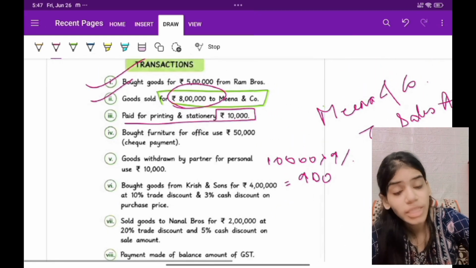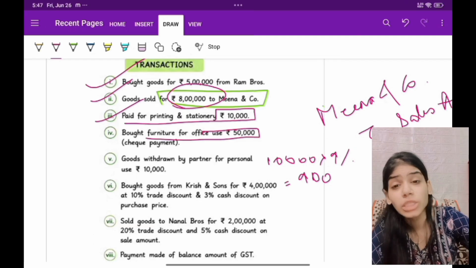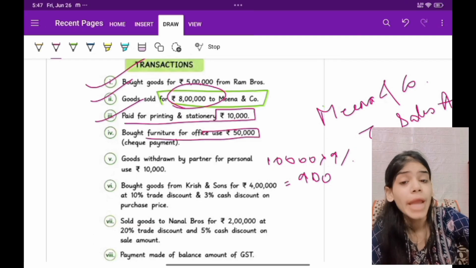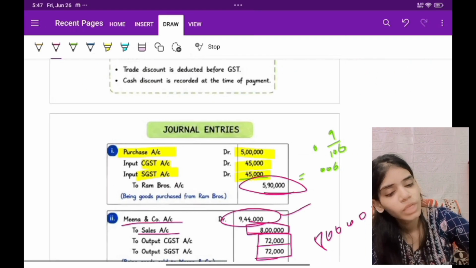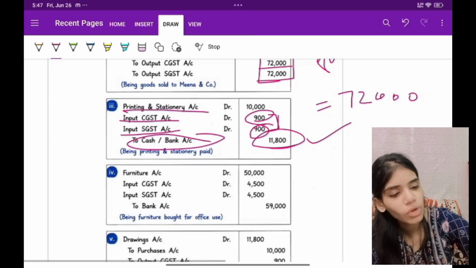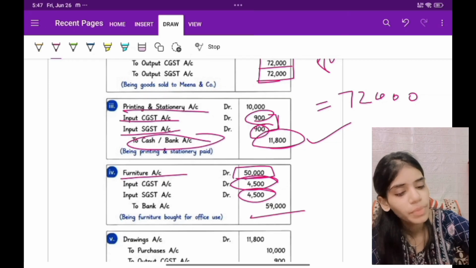Now moving further to the next entry, here we have bought furniture for office use. So the journal entry passed here will be furniture account debit, input CGST account debit, input SGST account debit to bank. Furniture account debit 50,000, on 50,000 9% GST is 4,500 CGST, 4,500 SGST, and the total amount is 59,000.